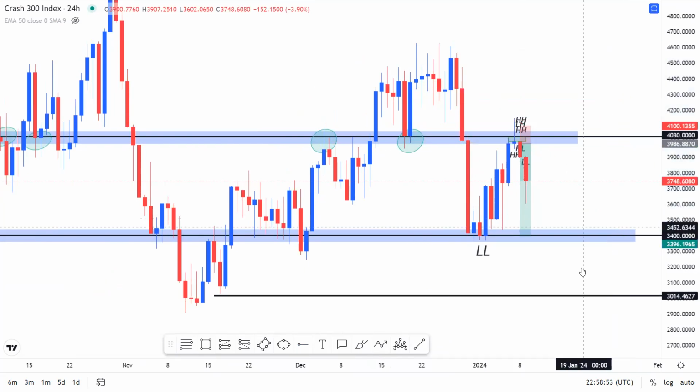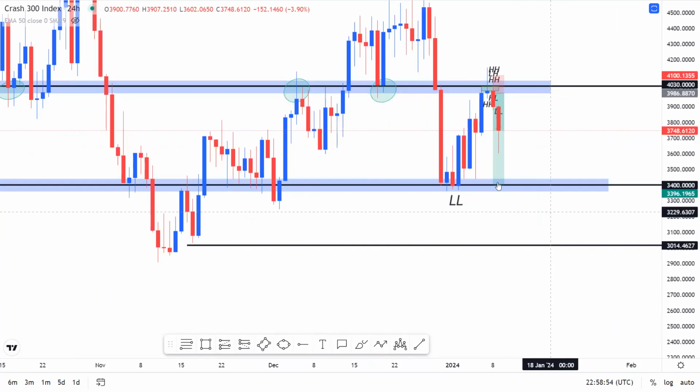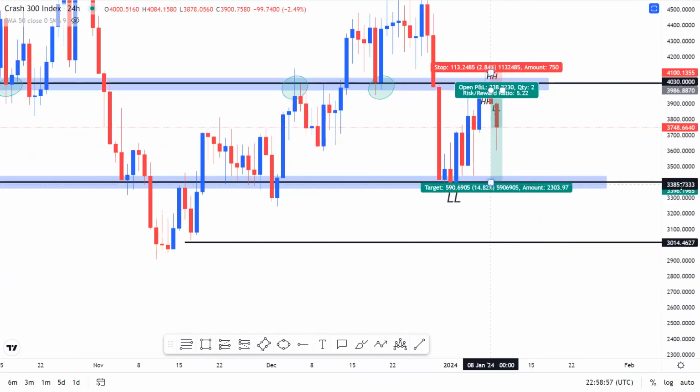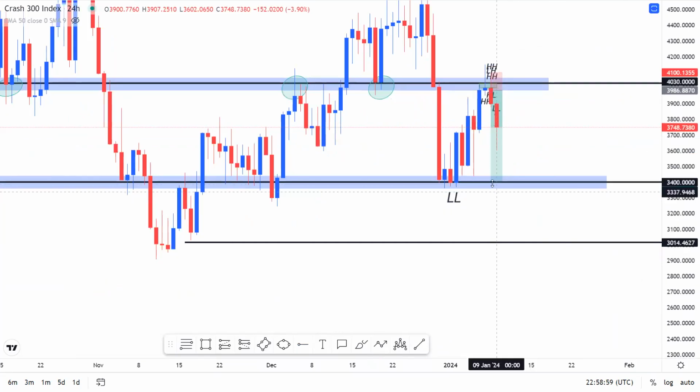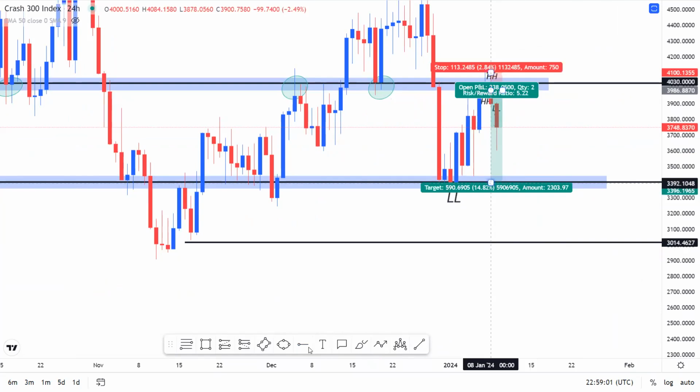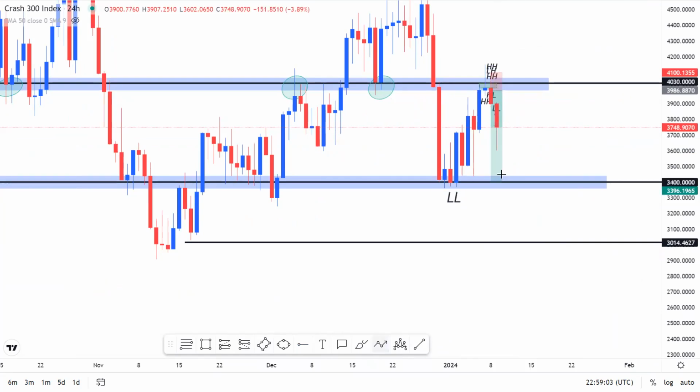However, I would be closing the majority of my sell trade positions at the 30,400 psychological level for a 1 to 5 risk reward on this. And then once I have a daily candlestick break and close below this level, then of course I would be looking to jump right back in for more sales at the retest of this level.